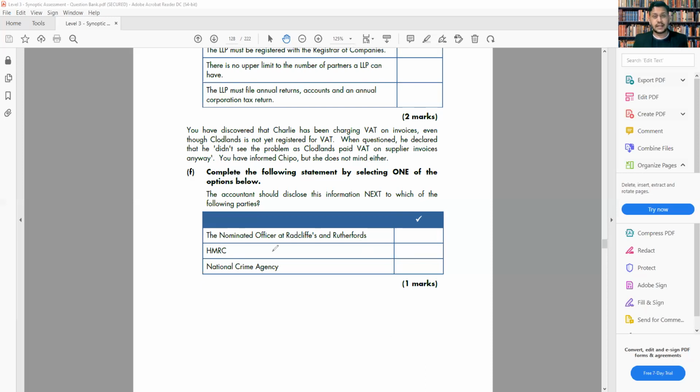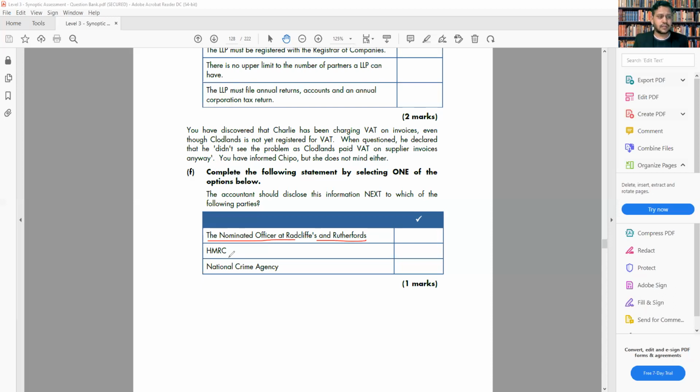Remember, it looks like it is an organization, a company, not a sole trader. So obviously you will have an MLRO, and you have to inform the nominated officer. Who is the nominated officer? The nominated officer is the person you inform if anything like this happens in the company. If you see something unethical happening, you have to report to that person, not to the NCA, remember that.